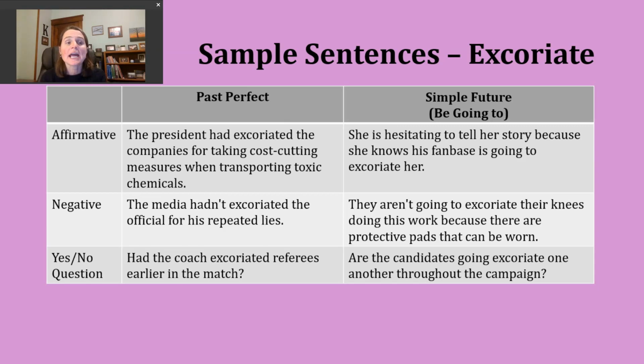Now, let's take a look at a negative simple future sentence. Again, to do this, we've got to pay attention to our subject. Then we'll use the form of be that matches, followed by not, going to, and then the base verb. Here's another example. They aren't going to excoriate their knees doing this work because there are protective pads that can be worn. Now, this seems like more of a promise here.